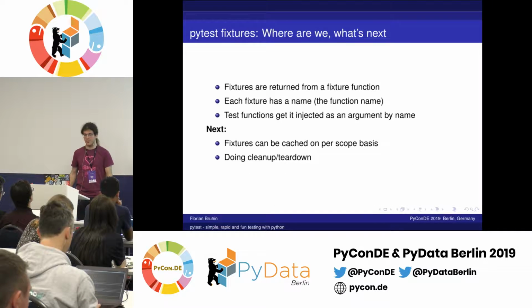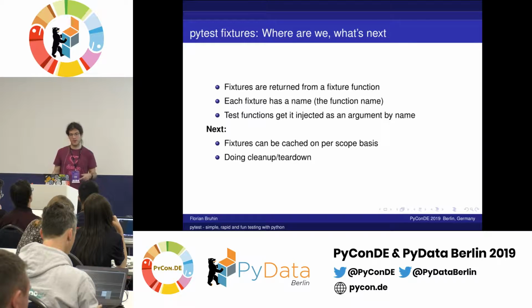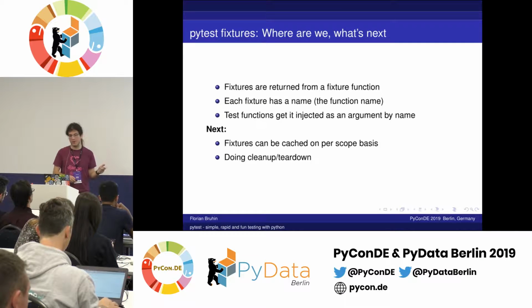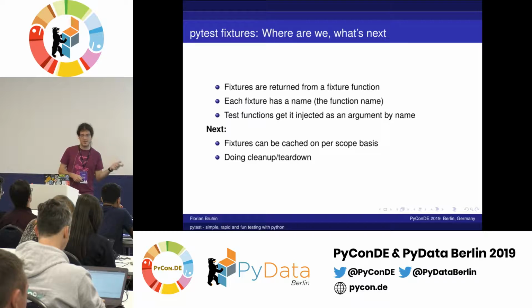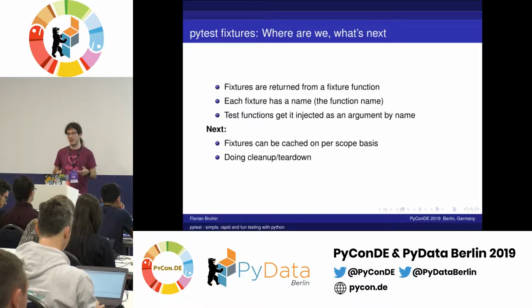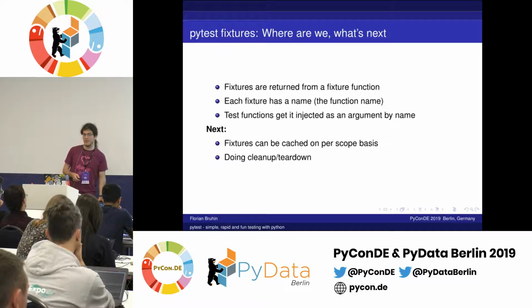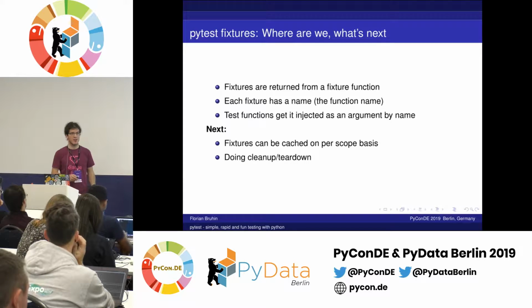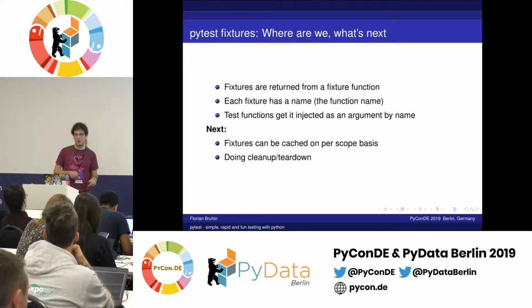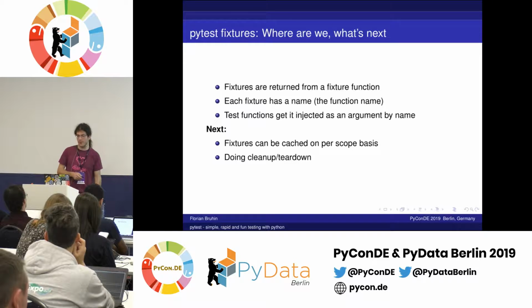So let's recap about what fixtures are. Fixtures are returned from a fixture function, so a Python function decorated with pytest.fixture. Each fixture has a name, which is the name of that function, and a test function can request or can use that fixture by having an argument with the same name. What we'll see next is how fixtures can be cached and how to do cleanup or tear down from fixtures.